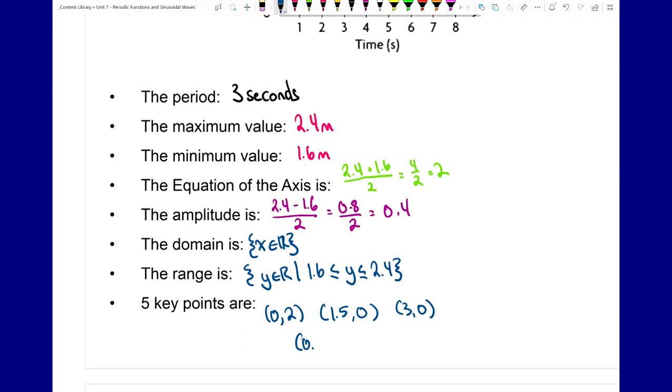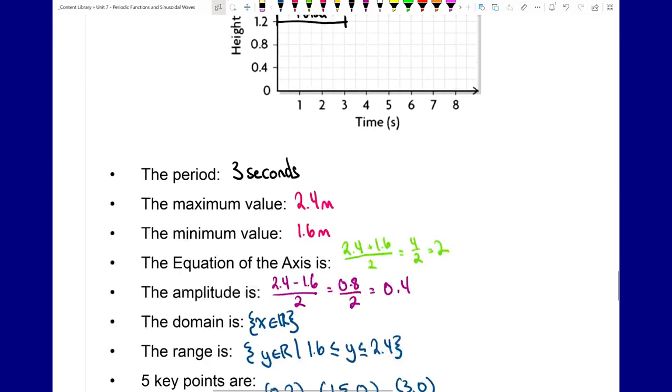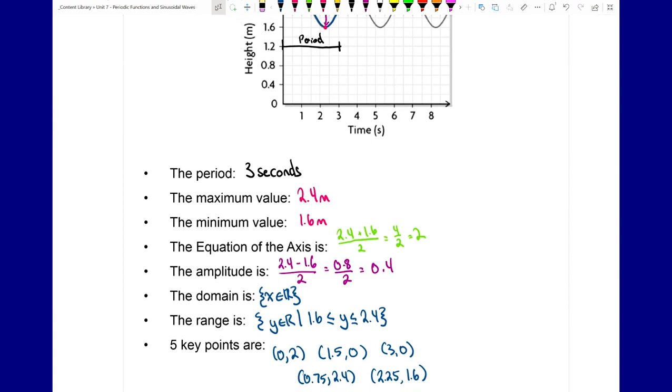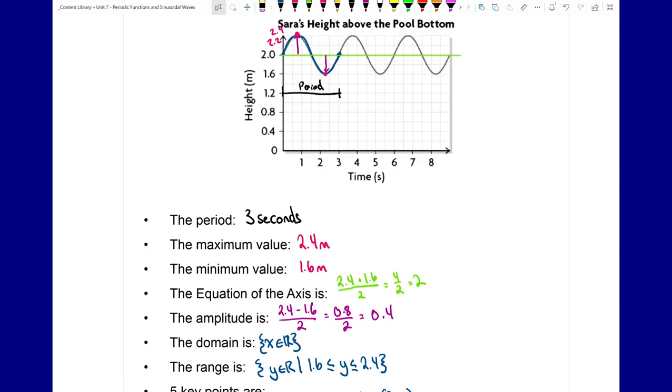Let's put them in here. So 0.75 and 2.4. And 2.25 and 1.6. So again, it's just the points or the coordinates for our maximum and minimum values. So again, this is just about recognizing the key features and being able to identify specific values for our sine wave or our sinusoidal function.